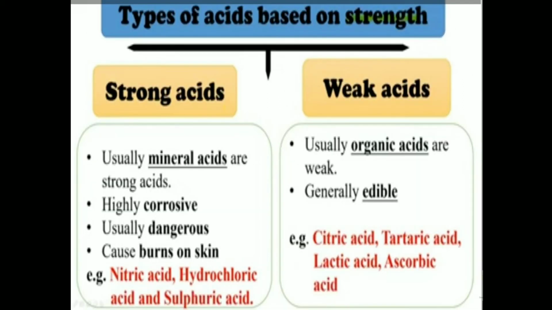Types of acids based on strength. There are two types of acids based on strength: strong acids and weak acids. Strong acids are usually mineral acids. They are highly corrosive, usually dangerous, and cause burns on the skin. Examples: nitric acid, hydrochloric acid, and sulfuric acid. Weak acids are usually organic acids. They are generally edible. Examples: citric acid, tartaric acid, lactic acid, and ascorbic acid.